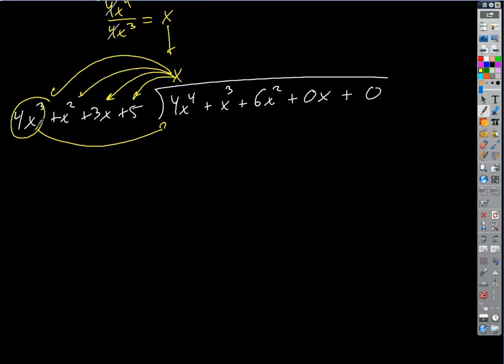So what's that going to give us? X times 4x cubed. What's that going to be, Cam? You add the exponents. So there's a 1 there, right? What's my power going to be? 4. There you go. Good. Okay, x times x squared, so plus x cubed. X times 3x. X times 5.